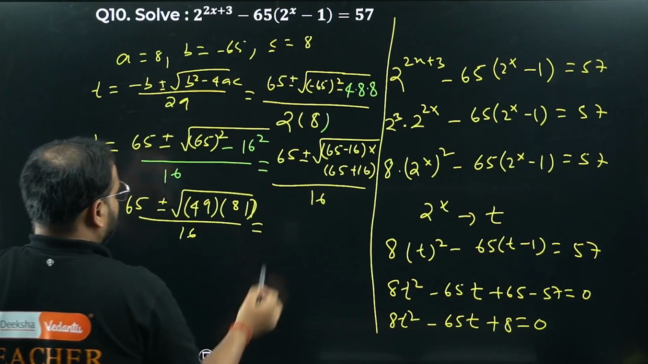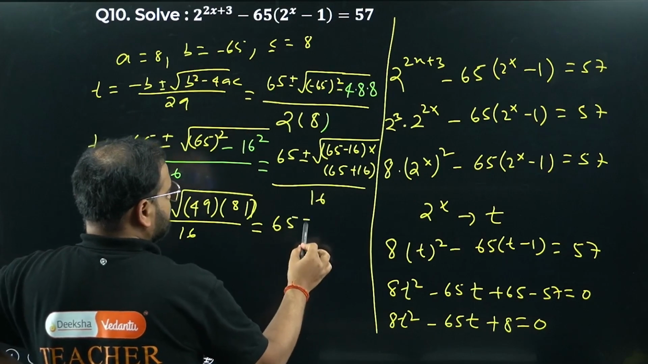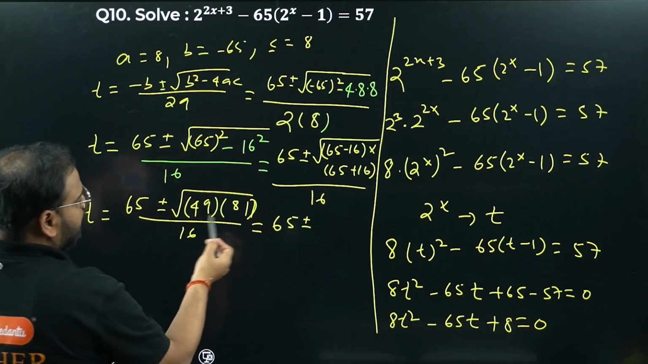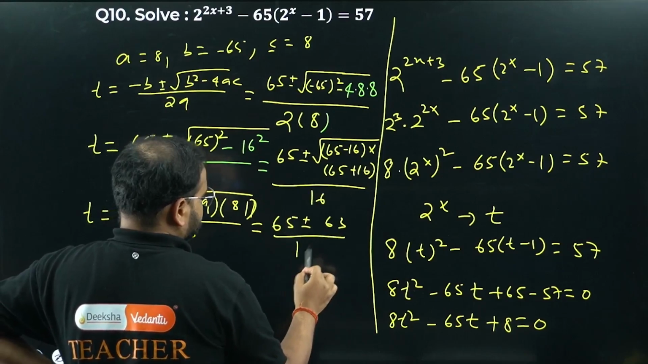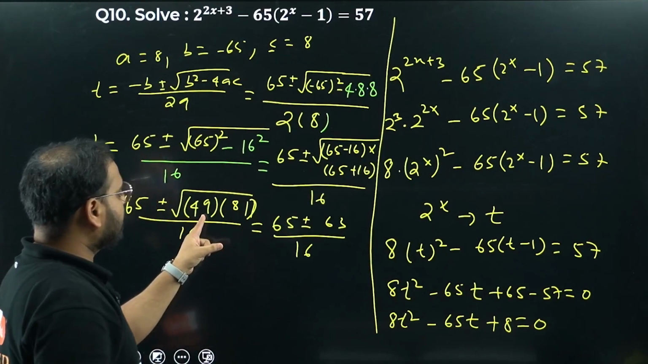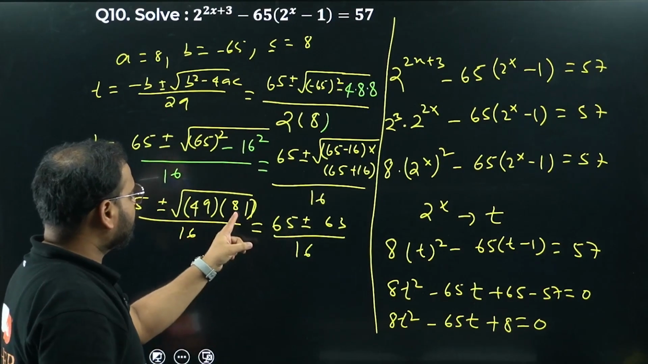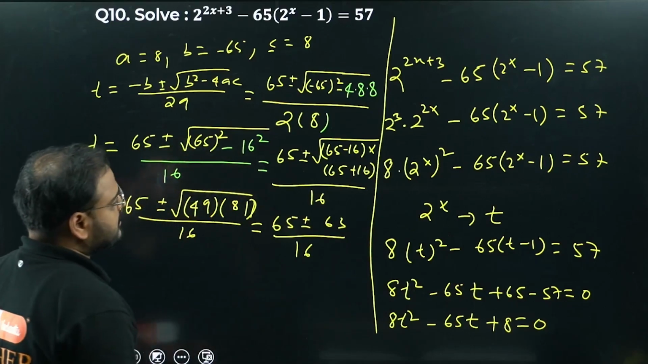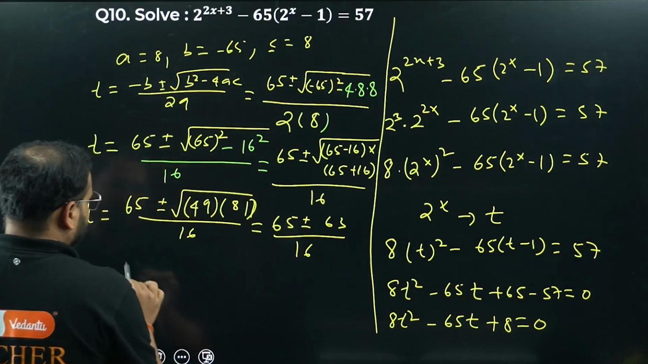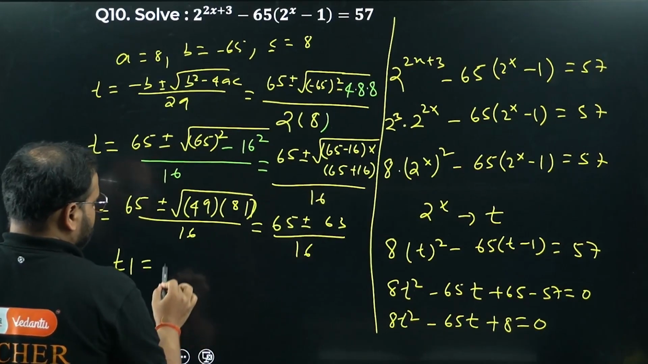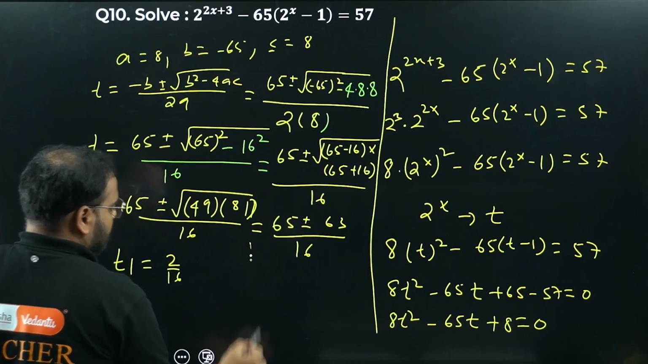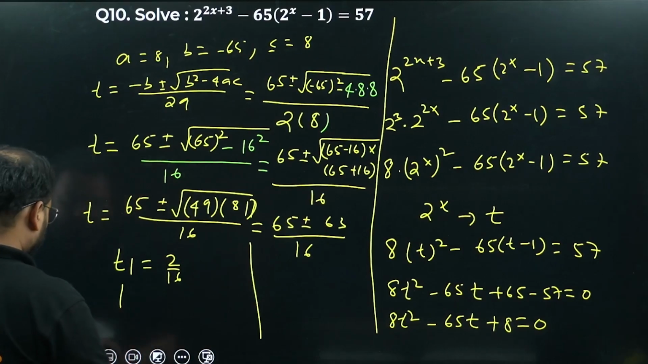How much am I getting? I'm getting 65 plus minus 7 into 9, right? So 63. Root of 49 is 7. Root of 81 is 9, right? So 9 into 7 is 63. Correct. So please check, my first value is going to be what? T1 equals 65 minus 63, so 2 by 16. So T1 is how much?